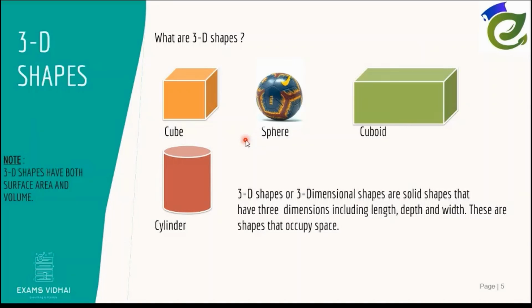But one important thing to note about 3D shapes is that 3D shapes have both surface area and volume. This is an important thing. Unlike 2D shapes, 3D shapes have volume and surface area, whereas 2D shapes have only area because they are completely flat. Whereas these are not completely flat, they are solid shapes, they are solids.